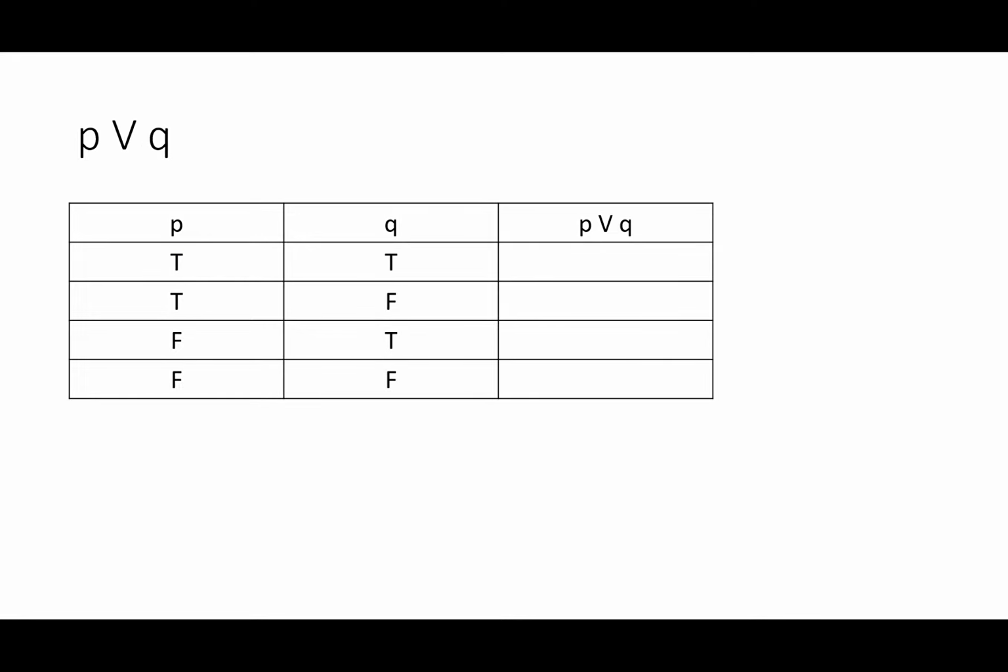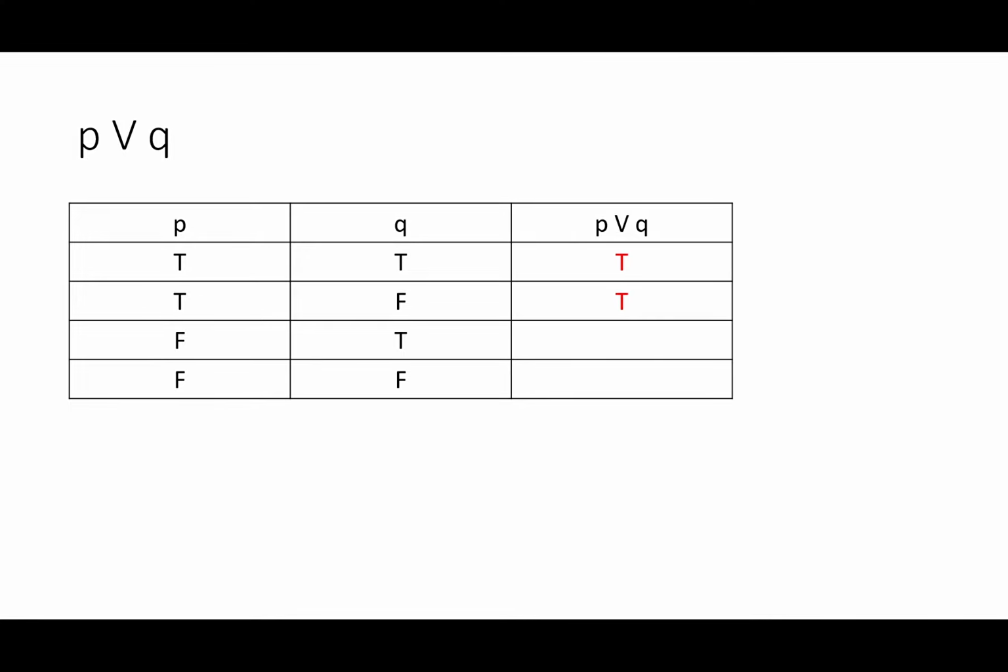Alright, P or Q is going to look pretty similar. First of all, it's true when both sides are true, and then we're going to see it's true when just P is true. It's true when just Q is true. And it is false only when both sides are false. So this is our odd row out, so to speak. You can memorize this truth table pretty simply as true, true, true, false.